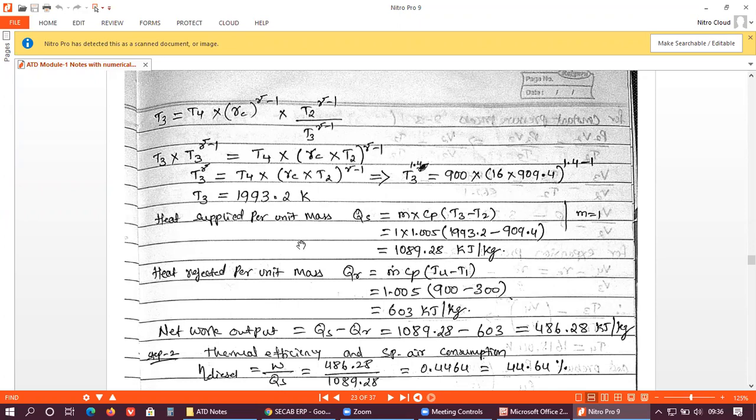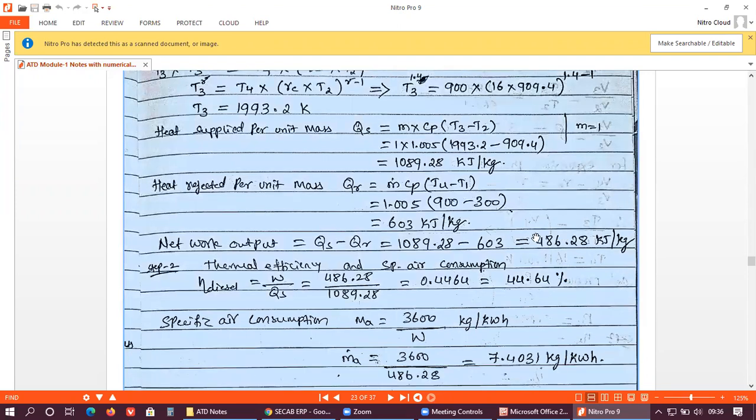Okay. Then similarly for heat rejected per unit mass, QR is equal to m Cp into bracket T1 minus T4. No doubt T1 and T4 are already given in the problem. So just substitute the values. You'll get 1 into 1.005 into bracket 900 minus 300, so you'll get 603 kilojoules per kg.